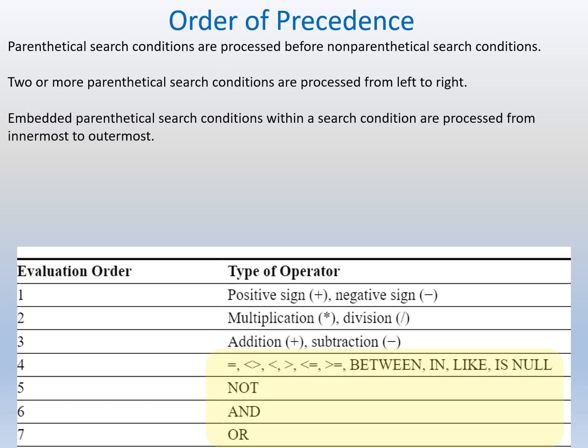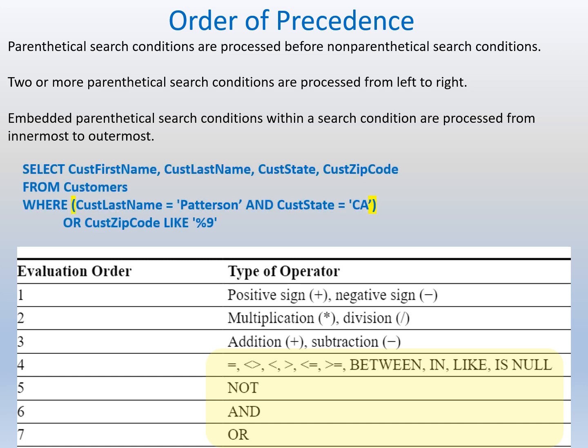To help avoid confusion when including several search conditions in a where clause, it is recommended that you include the conditions in parentheses because what is in parentheses evaluates first. And also remember, evaluation starts from the left and moves to the right.